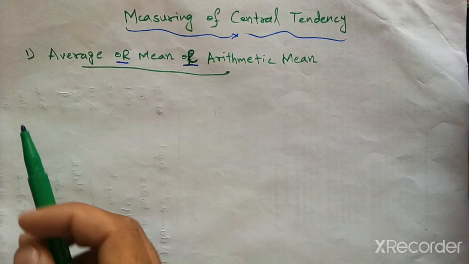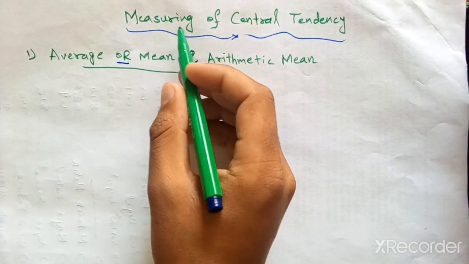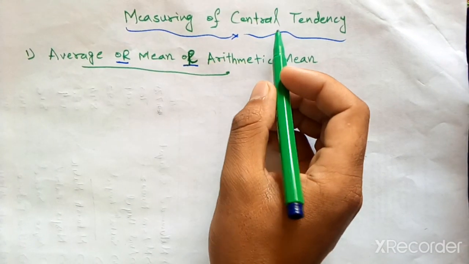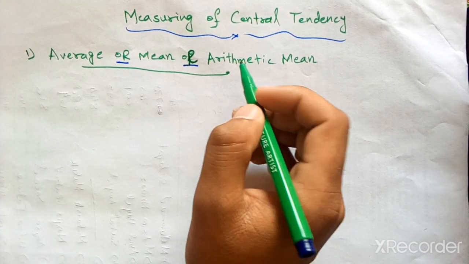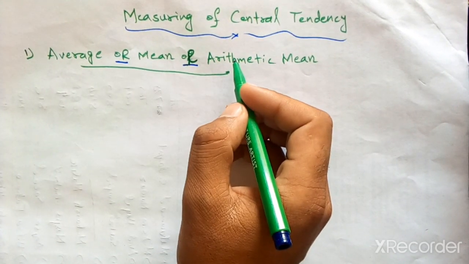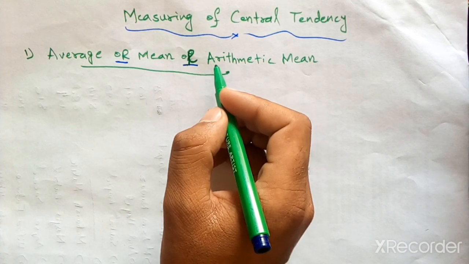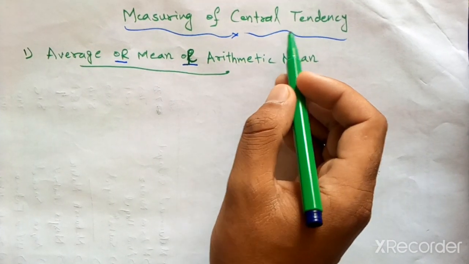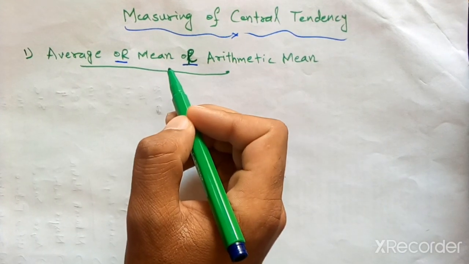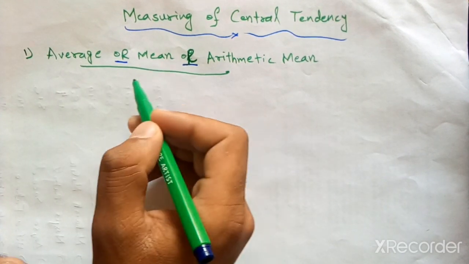My name is Yasir Abasi. Today we will learn the methods of measuring central tendency. Most of the values in statistical data concentrate at the center, which is referred to as the central tendency. So here we will discuss three methods for measuring central tendency.